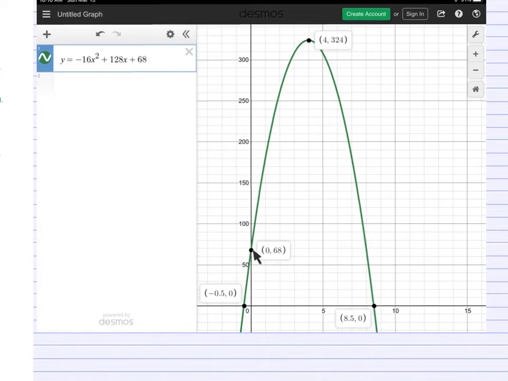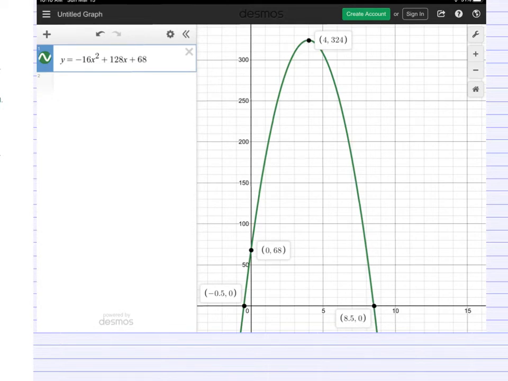So here's where our pumpkin starts. It goes up in the air and it hits the maximum point right here. So it means at 4 seconds, it reaches a maximum height of 324 feet. And once it reaches its maximum height, it comes all the way down to the ground right here, at 8.5. So it takes 8.5 seconds for it to hit 0 feet.